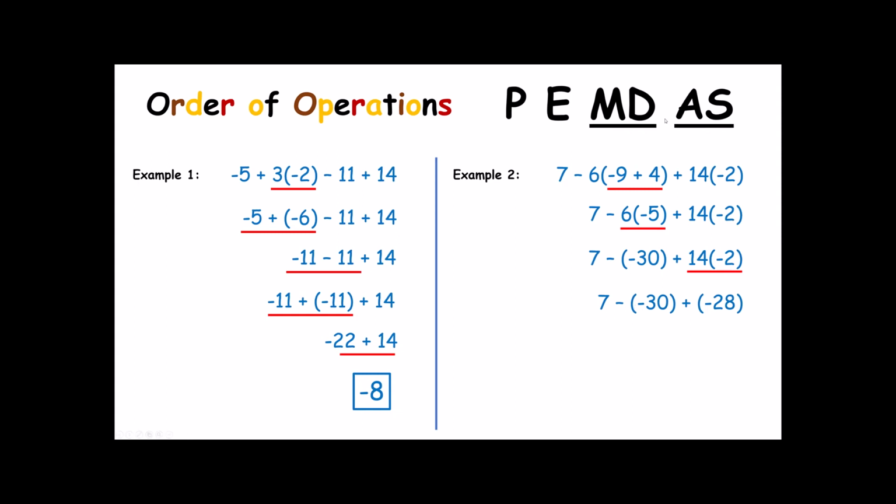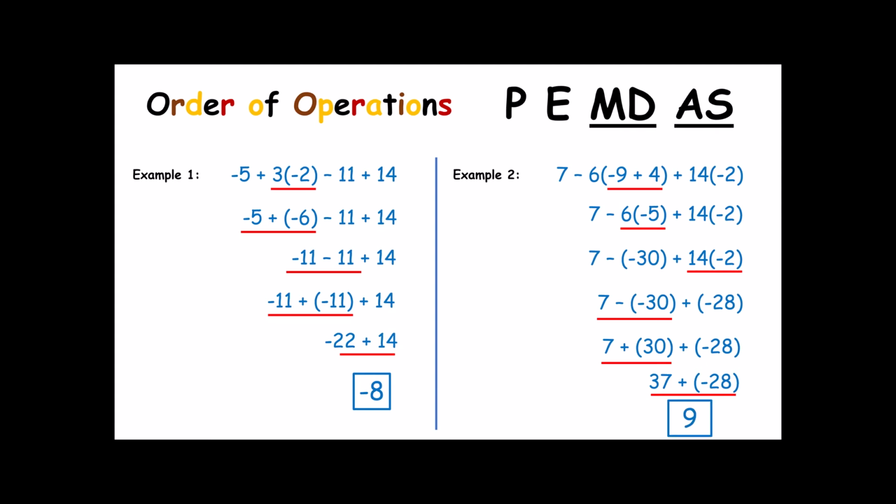Now that all the multiplication division is done, I'm looking for adding and subtracting. I have a subtraction sign here, an addition sign here. We always work in order from left to right, so I do the 7 minus -30 first. I'm going to take the time to rewrite that minus -30 as a plus positive. Again, subtraction tends to be fairly difficult for people. You're much better off to change it to the equivalent addition problem. If you don't know how to do that, you're going to want to go back and watch the subtraction of integers video. Now, 7 plus 30 is 37. Add that to a -28, and you get a positive 9.